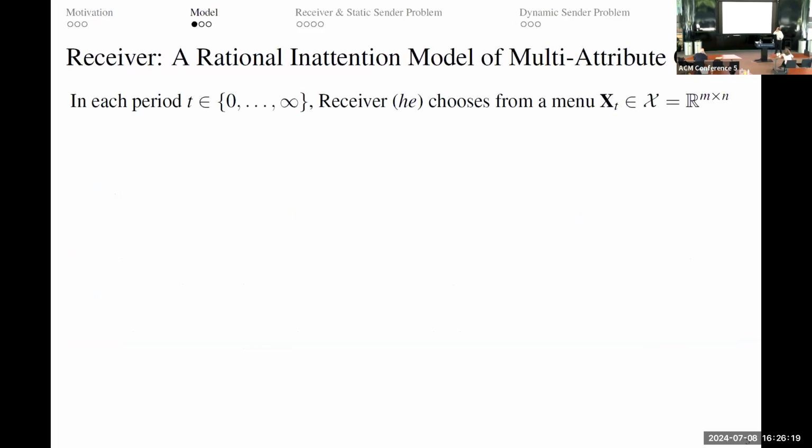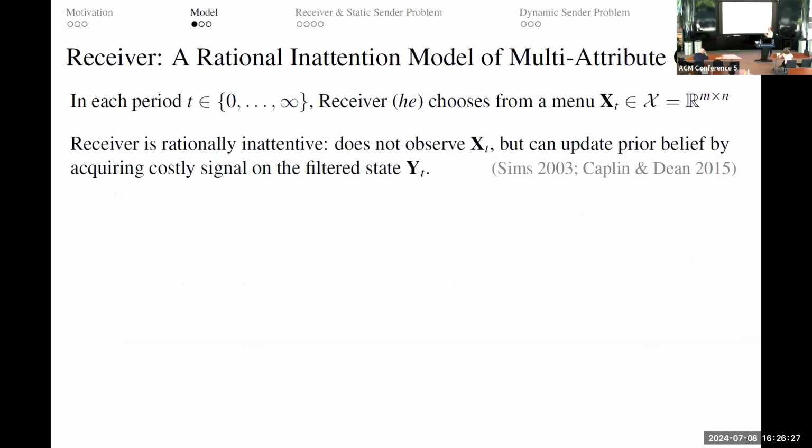But first, let's specify the receiver's problem in a bit more detail, which is that in each time period, the receiver chooses from a menu, which is simply a matrix like the one we've seen, where rows correspond to choice alternatives. And the key assumption is that the receiver is so-called rationally inattentive. And what that means, in case you're not familiar, is simply that even though the full information menu XT is available in principle, it is not directly accessible to the receiver.